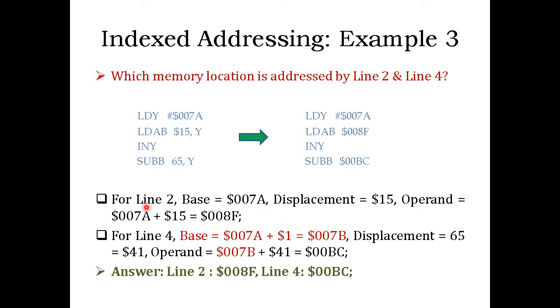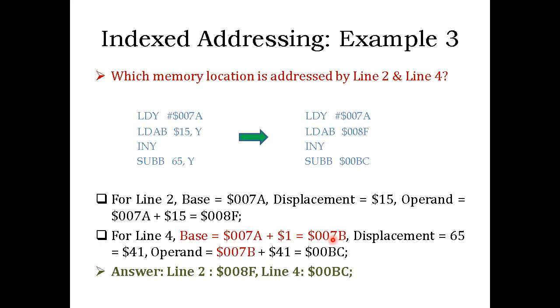We calculated the operand, very simple, just base plus displacement. And we replace that in the line number 2 here, right? 008F. How about line number 4? Here is the catch. By the time you hit line number 4, you see here we actually increment index register y by 1. Do you see I and y in the line number 3? That means you are incrementing the content of the index register y by 1. So that means your base is changed. So by the time you hit line 4, you actually have a base address of 007B.